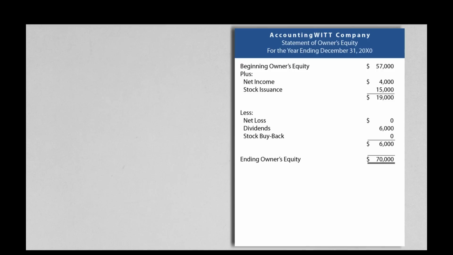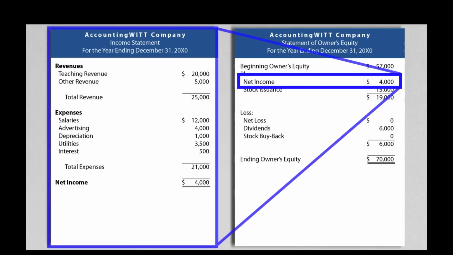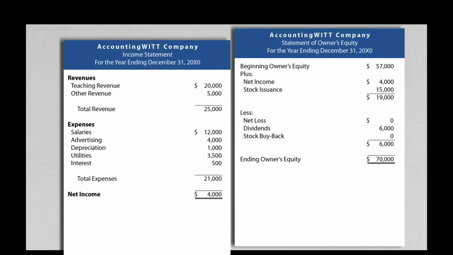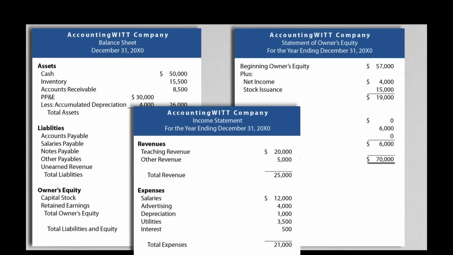One of the components of the statement of owner's equity is net income. Net income is the profit or loss the company has generated during the year. The details of net income are shown on the income statement. Notice that the bottom line of the income statement is the same net income or loss that is shown on the statement of owner's equity. We now see more clearly the interconnectivity of these three financial statements.